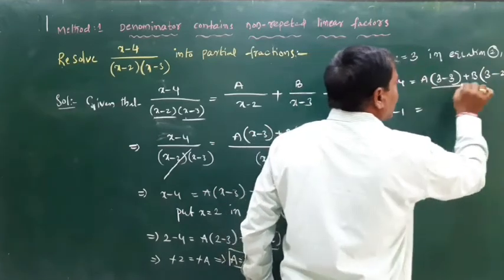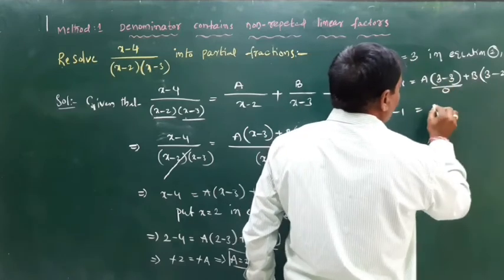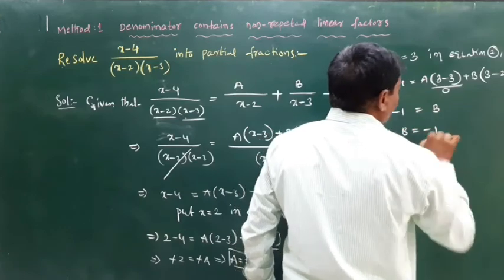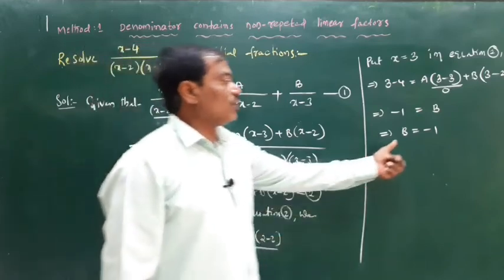1 equal to, again now this a coefficient becomes 0, meaning this is completely 0, and we get only b, implies b equal to minus 1. Yeah, we get a equal to 2 and b equal to minus 1.